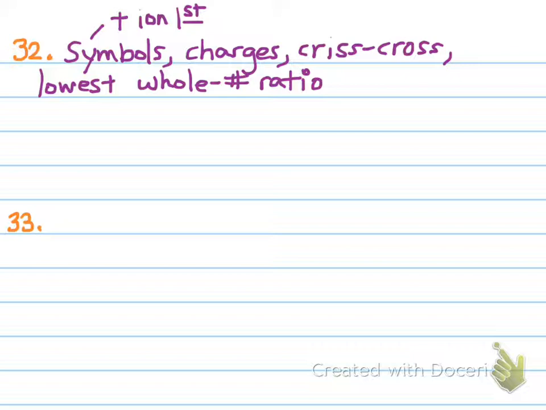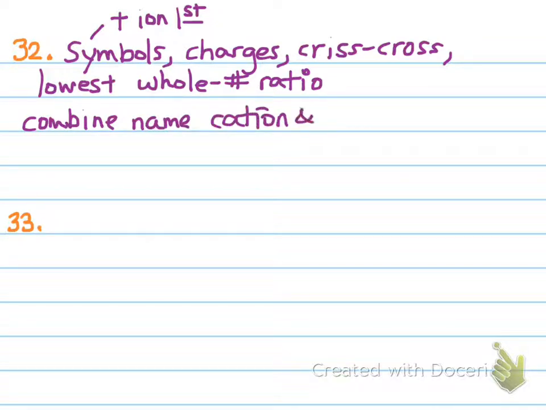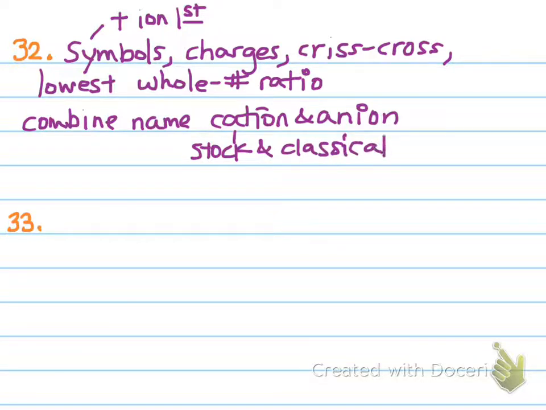How is the reverse done is saying, if I'm given the formula, how do I write the name? When I'm given the formula and I have to write the name, remember I'm going to combine my name of the cation and the anion. And I have to be careful, some cations are going to have more than one possible charge. So again, if I have more than one possible charge, I should use both the stock and the classical system when I'm naming that cation.